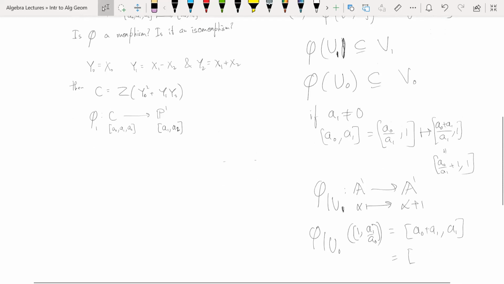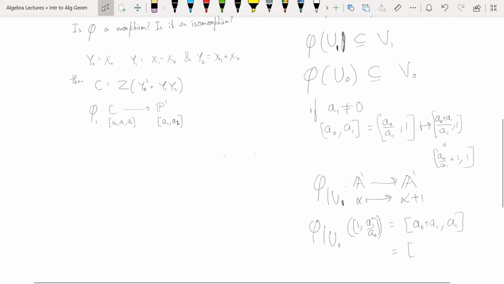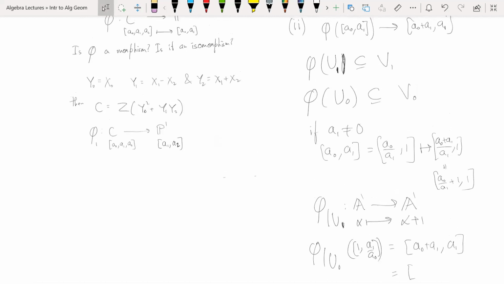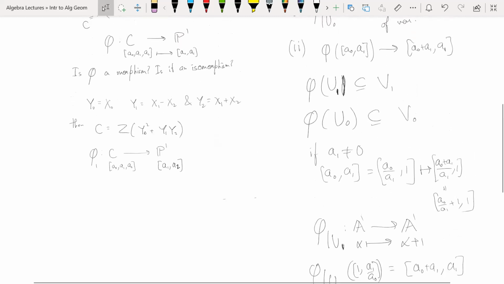So I'll have to make sure that A0 plus A1 is also non-zero. So I should take smaller sets, so I should cover the domain by smaller ones, yeah, then it will be okay. So I want to make sure that A0 plus A1 is also non-zero.